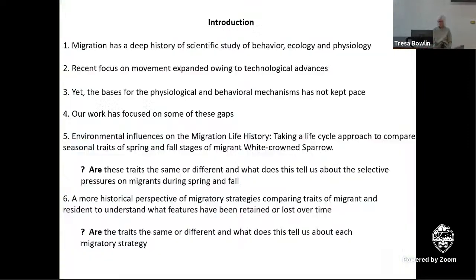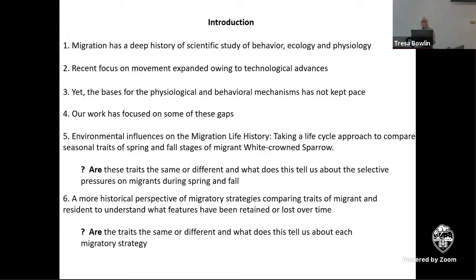Okay, here we go. So I'd like to go to my introduction. Migration has had a deep history of scientific investigation into behavioral ecology, physiology, navigation, body level, lots of things. And most recently, studies on movement have been just stunning, that is, patterns and distributions of migratory birds. And this is largely due to technological advances. It's just amazing. On the other hand, the basis for the physiological and behavioral mechanisms has not kept pace.